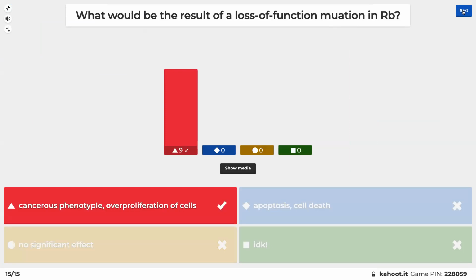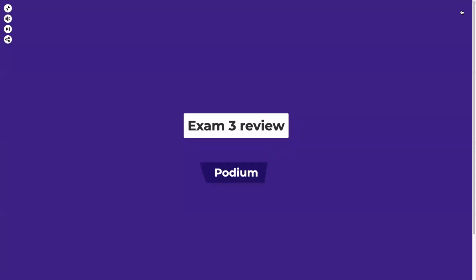Yep, perfect. So we know that RB is another one of our tumor suppressors that stops us from going through the cell cycle. So if we have a mutation in RB, the cell's not going to be stopped, and it'll just keep going through the cell cycle and keep on dividing. And can this go away, please? Okay, and that was the last question.